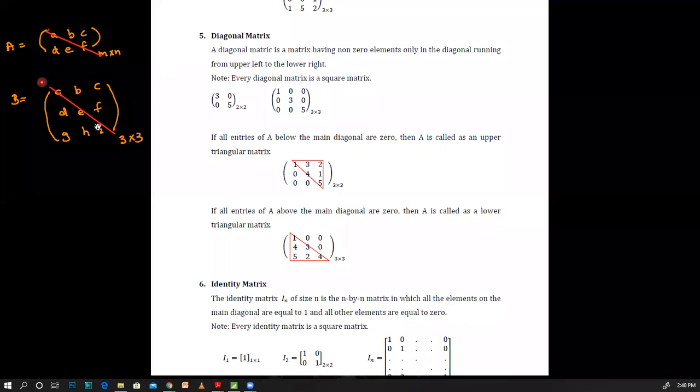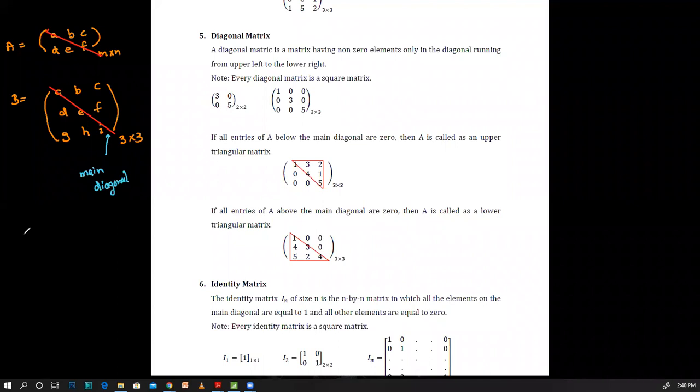Then this is said to be the main diagonal of the matrix. This line is said to be the main diagonal of the matrix. And now let us look at the diagonal elements of the matrix.